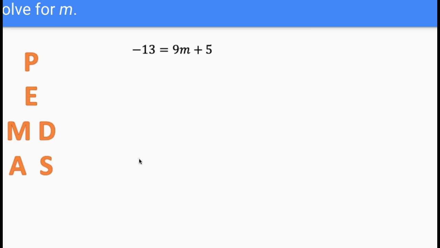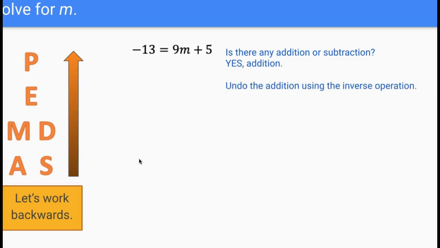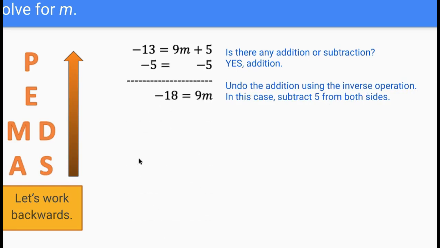Okay, same scenario here. The goal is to isolate the variable. How are we going to isolate that variable? We're going to subtract 5. That gives us a 0 pair here. You have negative 13 minus 5, or negative 13 plus a negative 5. That's giving you a negative 18.